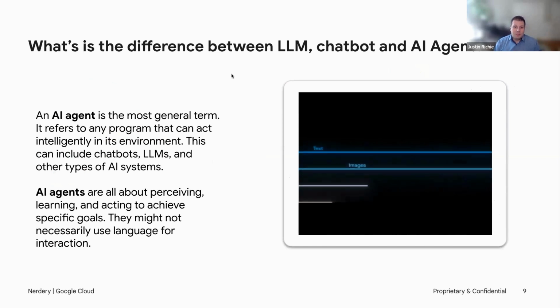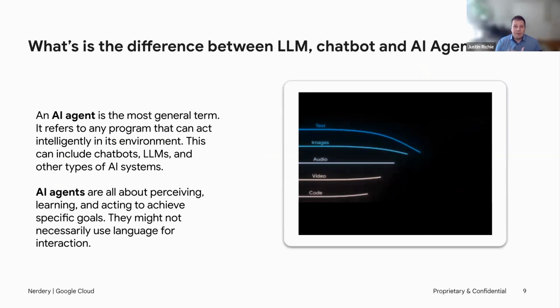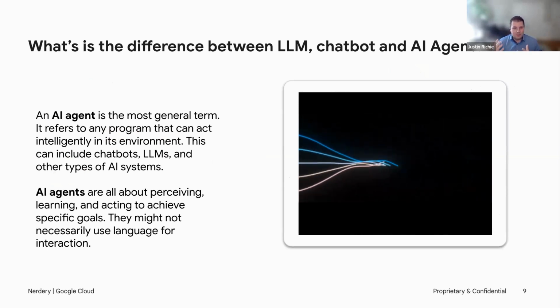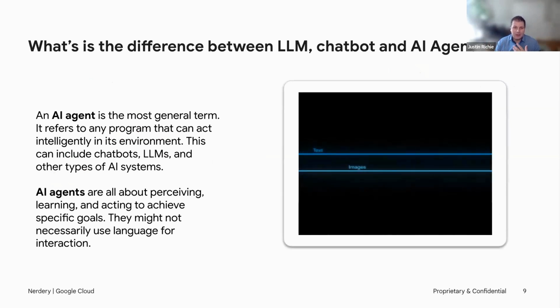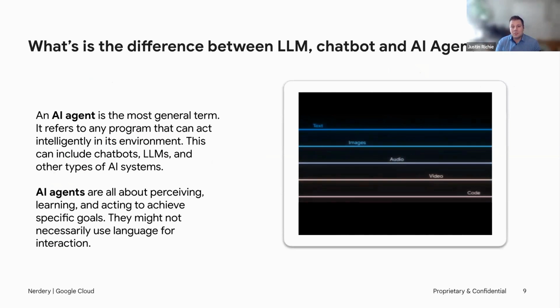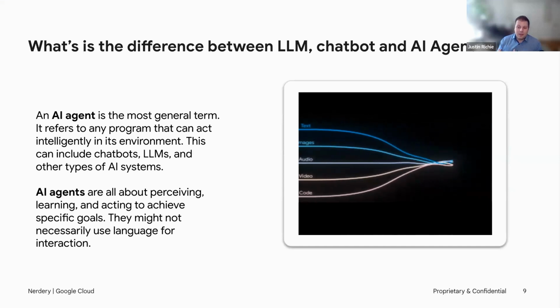Really, we've talked about Gen AI, AI agents. You've heard of LLMs, chatbots. Really, what's the difference of that? So an AI agent is really the umbrella term. It really refers to any program that can interact intelligently within its environment. This can include chatbots, LLMs, and other AI systems.